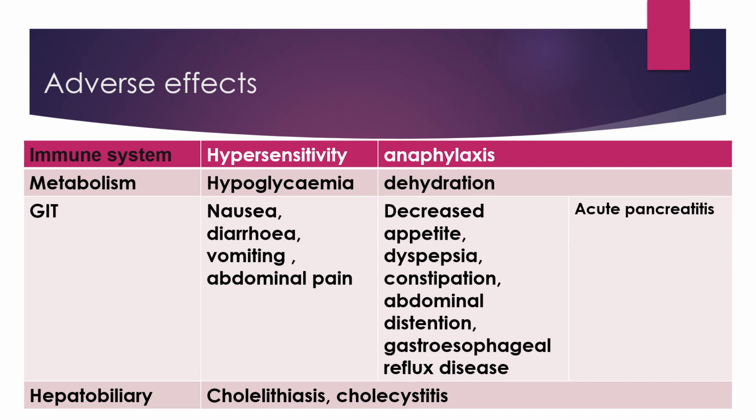By system organ class, on immune system, hypersensitivity reaction is uncommon. Anaphylactic reaction is rare. On the metabolism, hypoglycemia is very common when combined with insulin, glimepiride, metformin, or metformin plus glimepiride, while common when combined with metformin plus pioglitazone, or when used as monotherapy. Dehydration is uncommon.